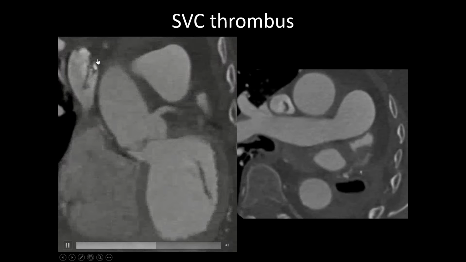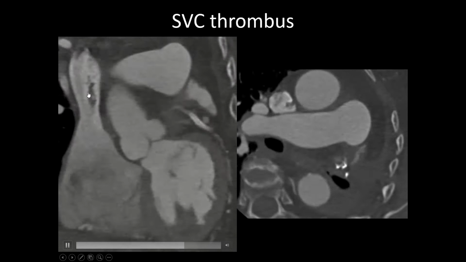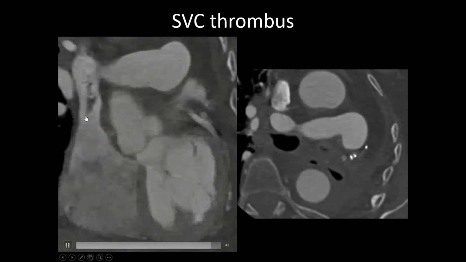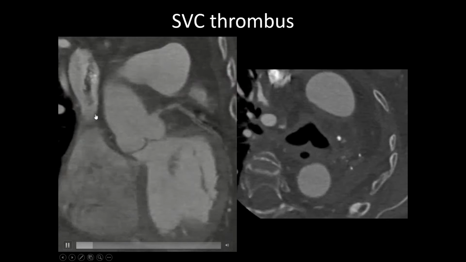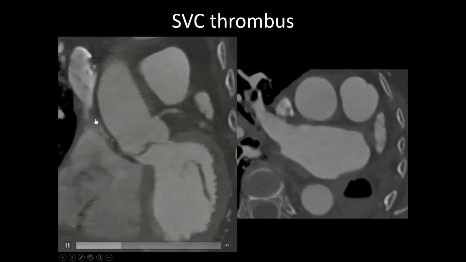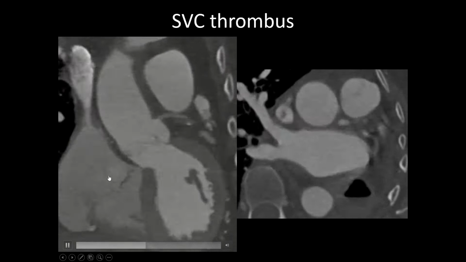This is an old thrombus that has extended downward into the superior vena cava, at the level of the atrial isthmus area right here at this junction, extending down near the right atrium. You can even see the tricuspid valve opening and closing nicely here.